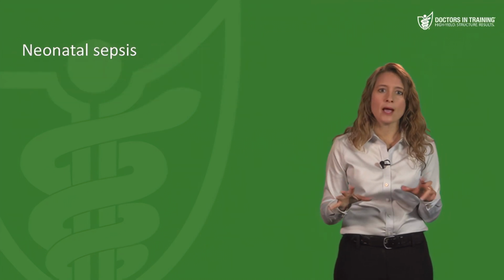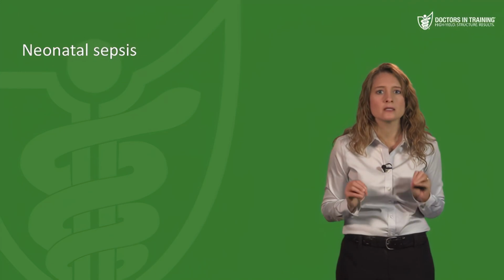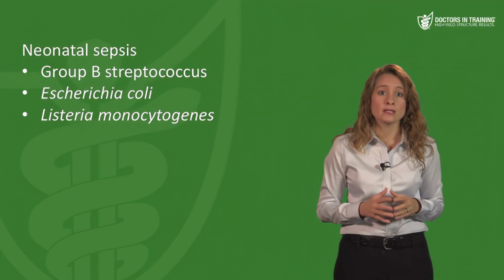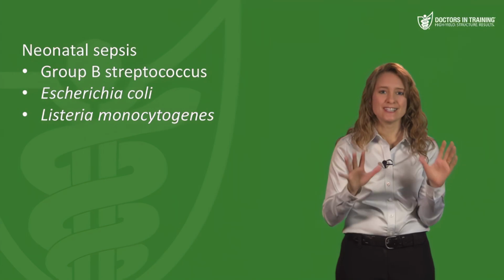And just as an FYI, there are 3 organisms that I want you to think of when you see a question about neonatal sepsis. And those are group B strep, E. coli, and Listeria monocytogenes. We'll go over those again later in the course, but repetition is a good thing.